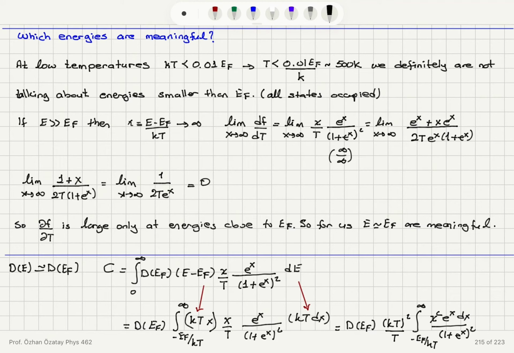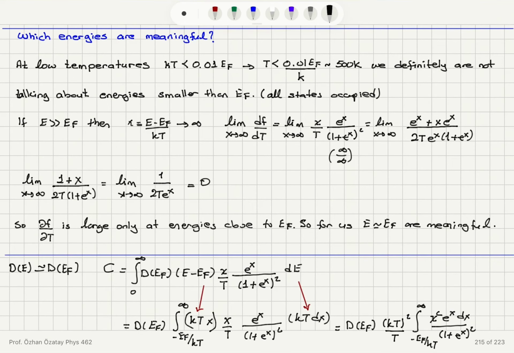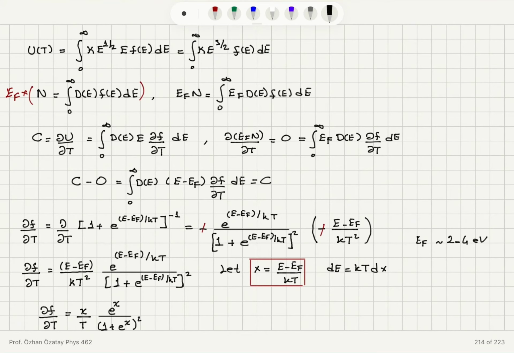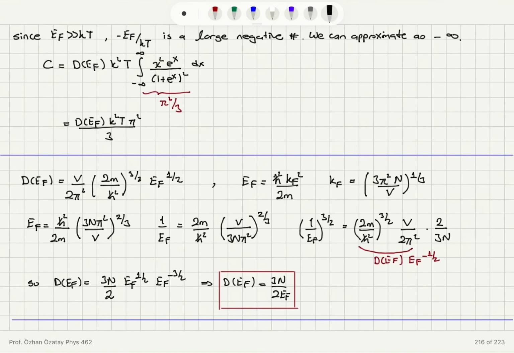And for E minus E Fermi, I can substitute kT times x. For dE, I can substitute kT dx. So that's what I did here. So this will be density of states at Fermi level, (kT) squared over t, integral from minus E Fermi over kT. So that is when the energy is 0, x is equal to minus E Fermi over kT, to infinity. x squared e to the x dx over (1 plus e to the x) squared.